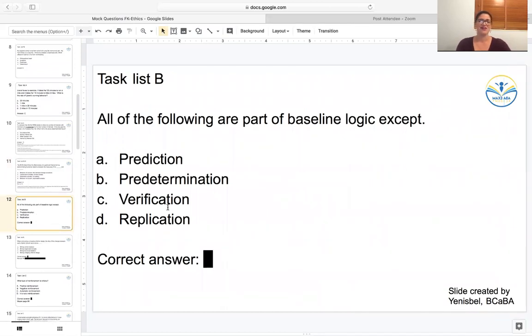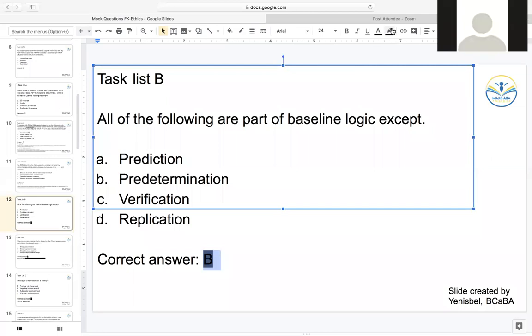Thank you. Okay, this one's easier. All of the following are part of baseline logic except: A, prediction; B, predetermination; C, verification; D, replication. B. That was fast. Nice job.